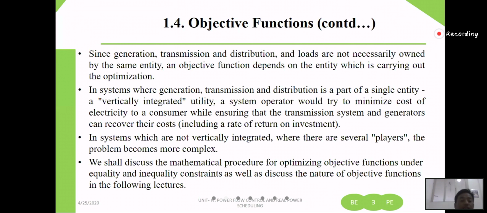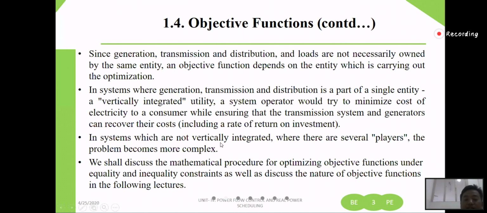Nevertheless, in a system where generation, transmission, and distribution are part of a single entity, everything is controlled by one entity. For example, DGPC controls generation, transmission, and distribution. Then we call it vertically integrated, meaning one company. The utility and system operator will try to minimize the cost of electricity to the consumer. So this will be much easier.